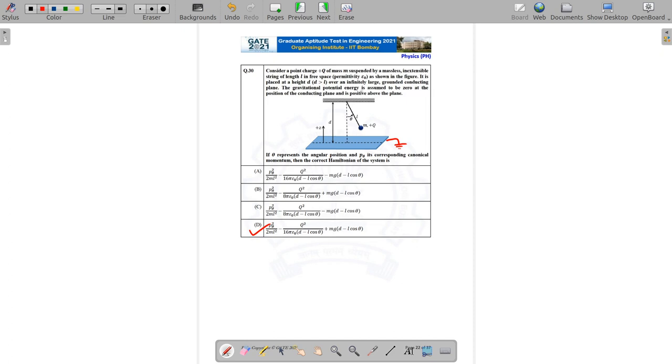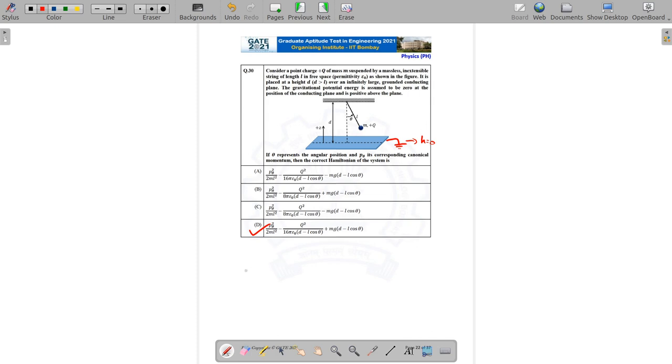And the gravitational potential energy is assumed to be zero at the position of the conducting plane. So here actually for gravitational potential, you can take h equal to 0, because mgh is the gravitational potential. So here you can assume h is 0 here. Okay, so if theta represents the angular position and p theta is the corresponding canonical momentum, then what is the correct Hamiltonian of the system?